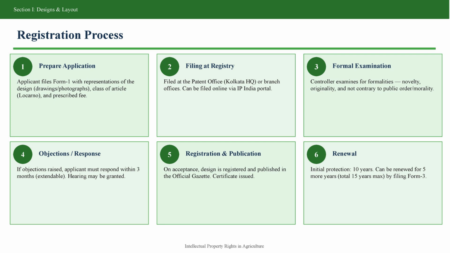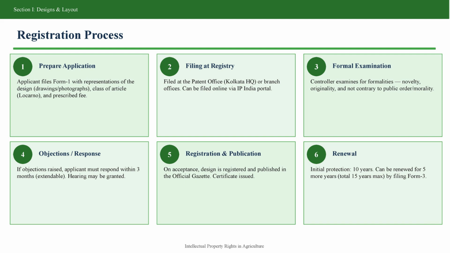Step 3, formal examination. Controller examines for formalities, novelty, originality, and not contrary to public order or morality. Step 4, objections or response. If objections are raised, the applicant must respond within 3 months, extendable. Meeting may be granted. Step 5, registration and publication. On acceptance, the design is registered and published in the Official Gazette, certificate issued.